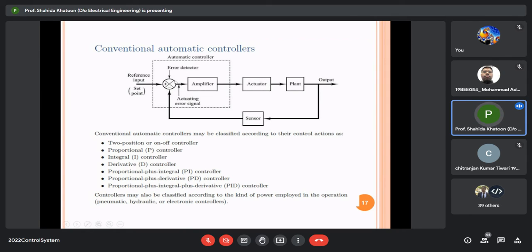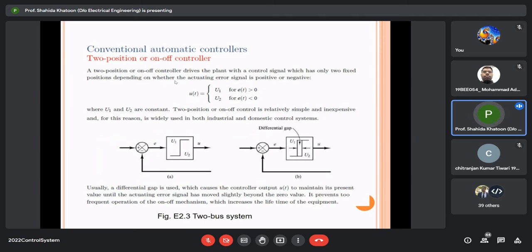So conventional automatic controllers may be classified according to their control actions as two position or on-off controller, proportional or P controller, integral or I controller, derivative or D controller, proportional plus integral, that is PI controller, proportional plus derivative, PD controller, proportional plus integral plus derivative, PID controller. Controllers may also be classified according to the kind of power employed in the operation, that is pneumatic, hydraulic or electronic controllers.